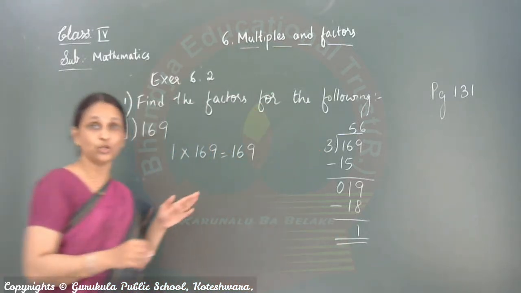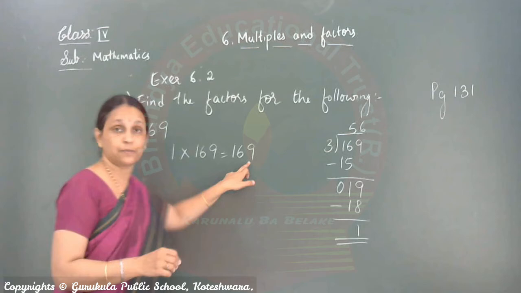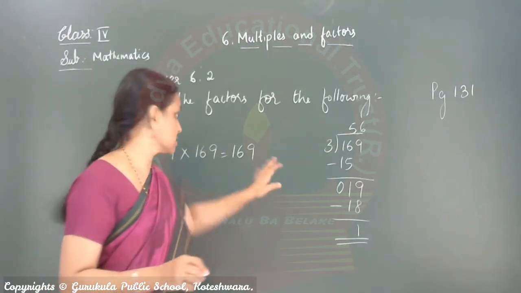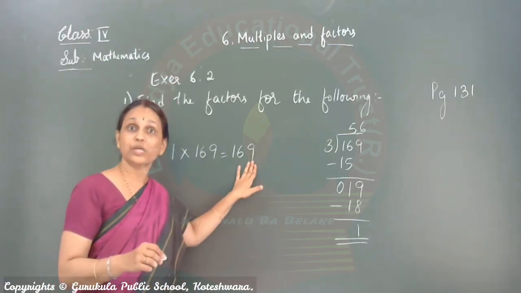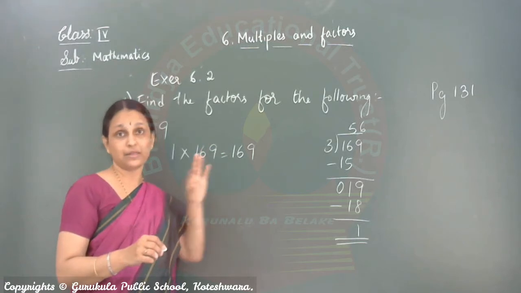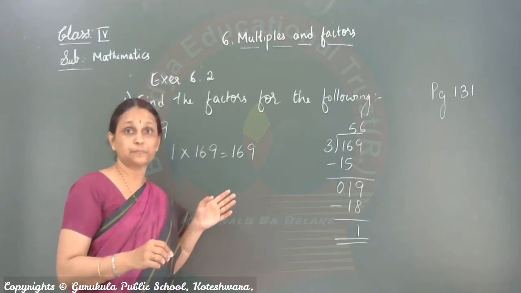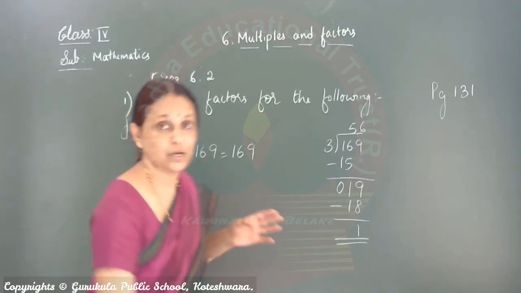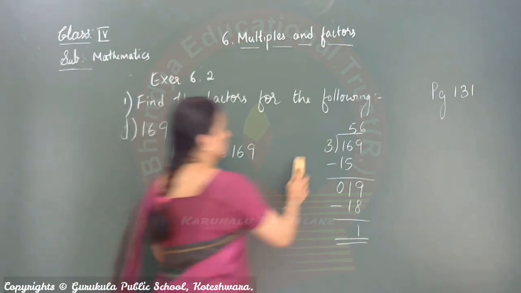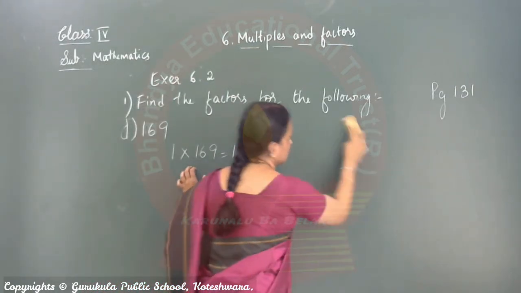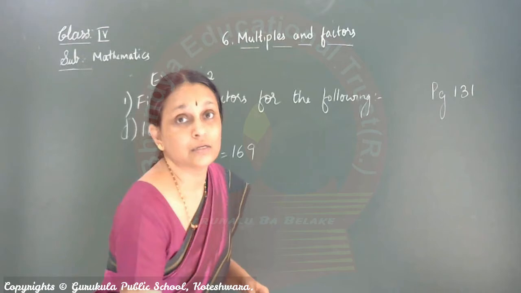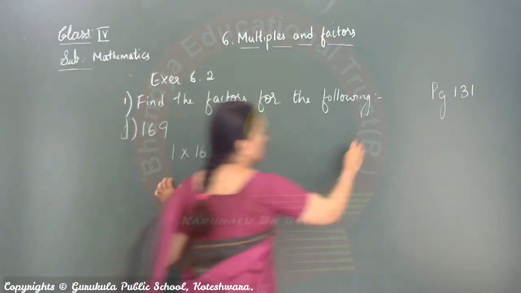Okay. So 4 you can't get because 9 is the end. 5 you can't get because 9 is the last number. In 5 tables we get 0 or 5 at the end. 6 tables, do you want to try? Will 9 come at the end in 6 tables? No. Then 7, let us try.